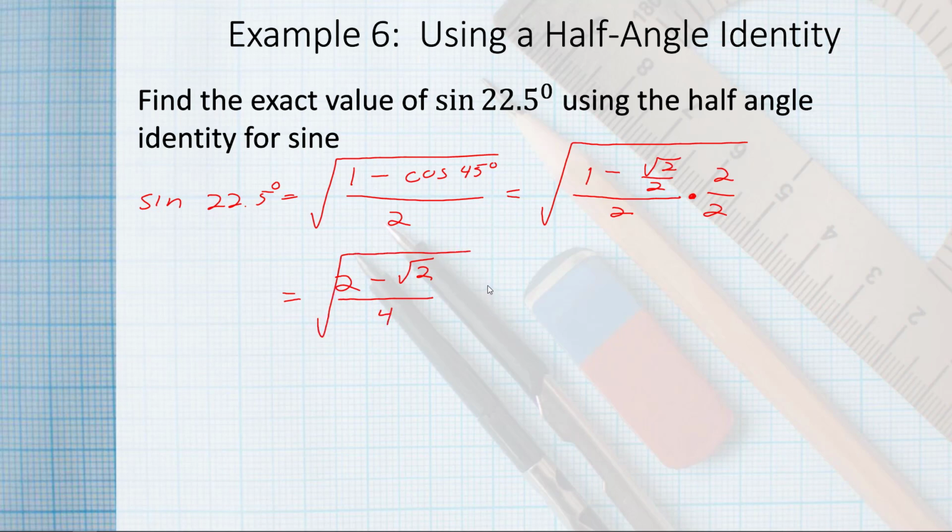Well, 4 is a perfect square. That's going to be equal to 2. So we have 2 in the denominator, and then we are left with 2 minus the square root of 2. And that, believe it or not, is our answer. We do not want to take it any further than that.